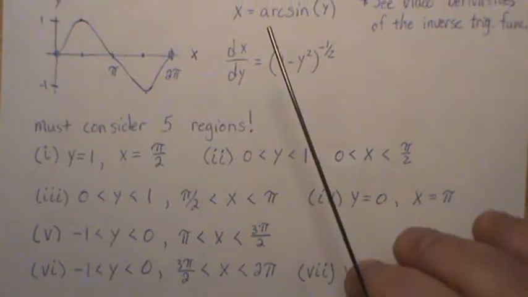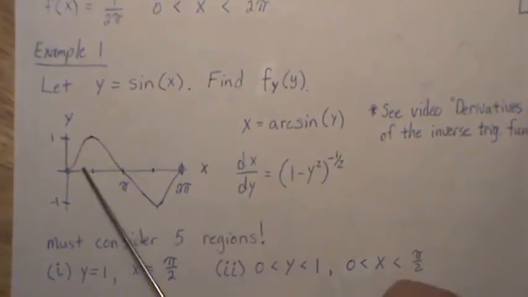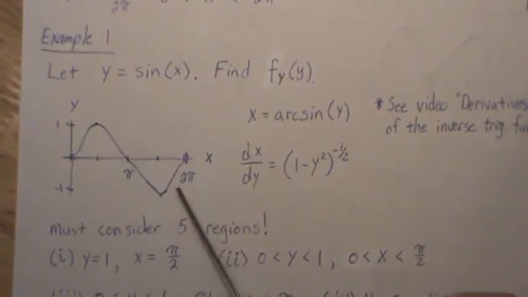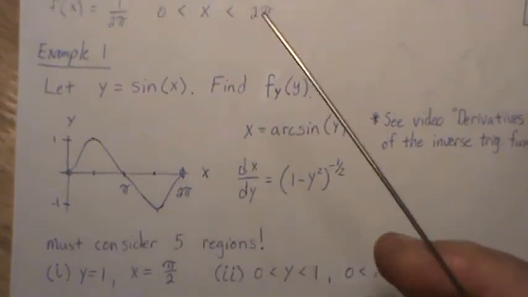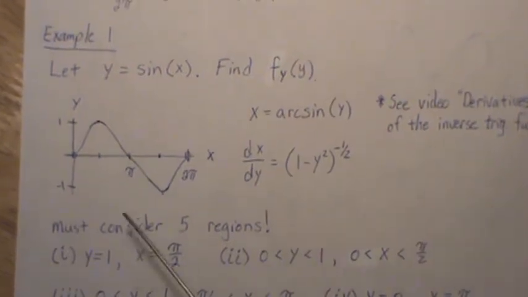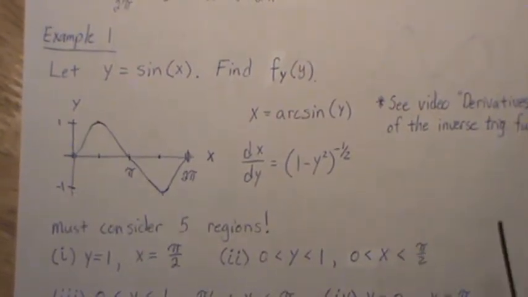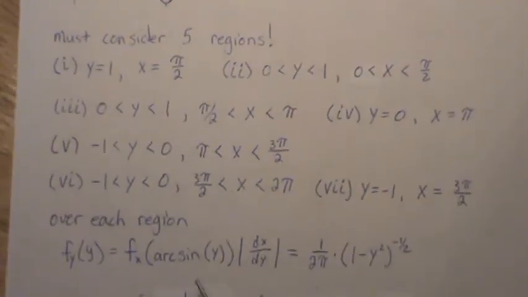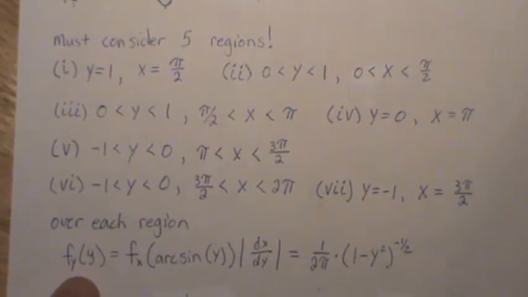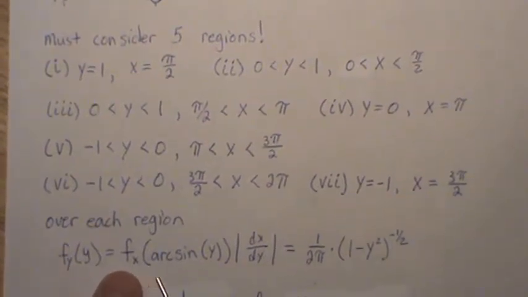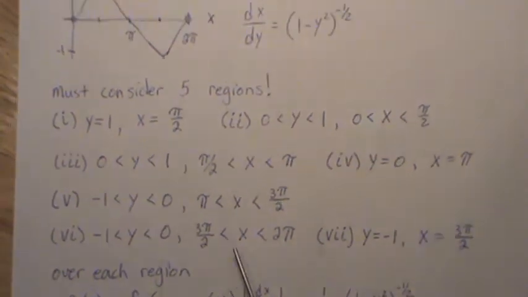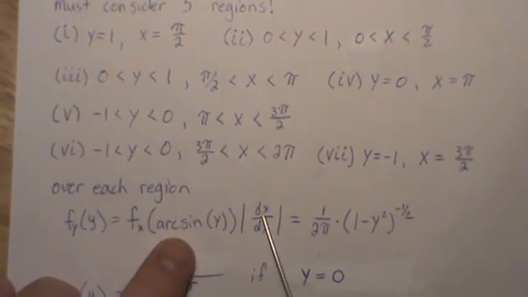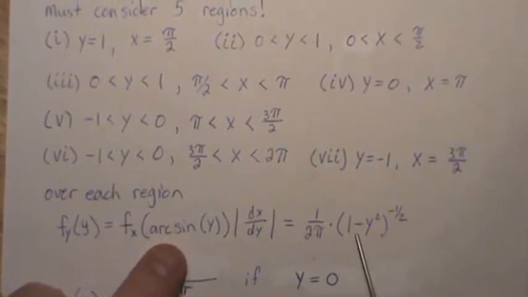Now, one thing to note: sometimes each of these regions could be a different function. Over this region it's this, and this is another function, so you have to think about them separately. In this case, it's the same function. It's the sine of x. So no matter what region we're thinking about, it's always going to be this. So f of y is f of x, but you plug in the arc sine of y. It's this. And then you take it times the absolute value of the Jacobian.